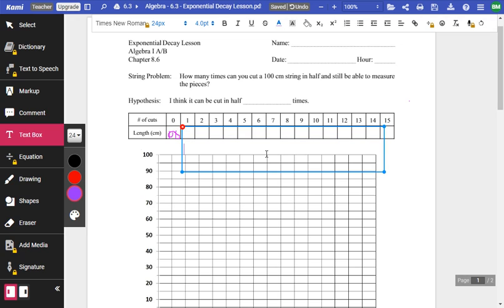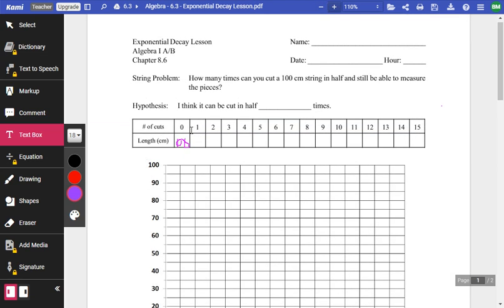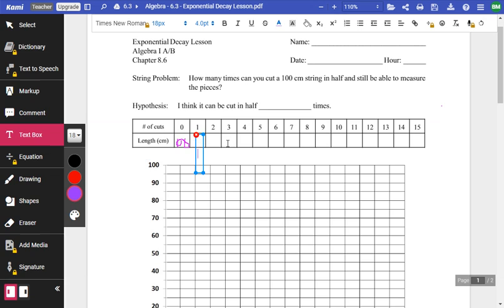Okay, at 1, it's 50 centimeters. Maybe it's because it's too big. Anyways, I'm just going to do it below. At 1, it is 50. At 2, we're going to cut it in half. It's 25. The third time we cut, we're cutting 25 in half. We get 12.5.